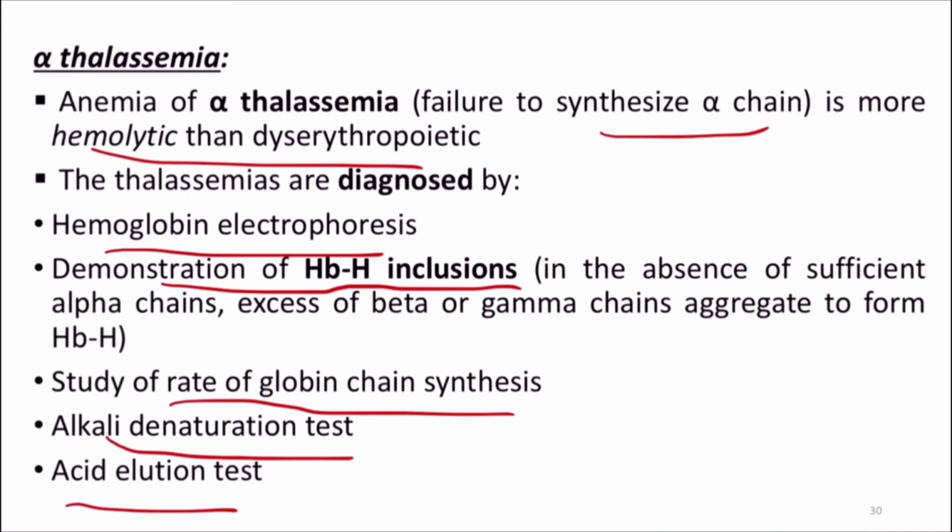Thalassemias can be diagnosed by hemoglobin electrophoresis. The demonstration of HbH inclusions can be done. The study of rate of globin chain synthesis, alkali denaturation test, and acid elution test are the other tests you can use to find out the diagnosis of thalassemia.